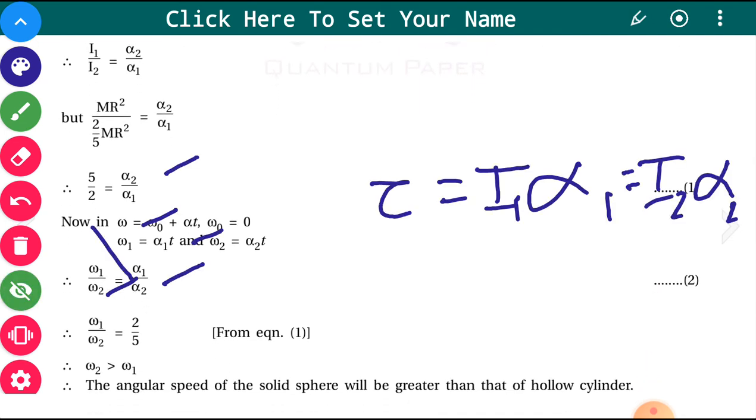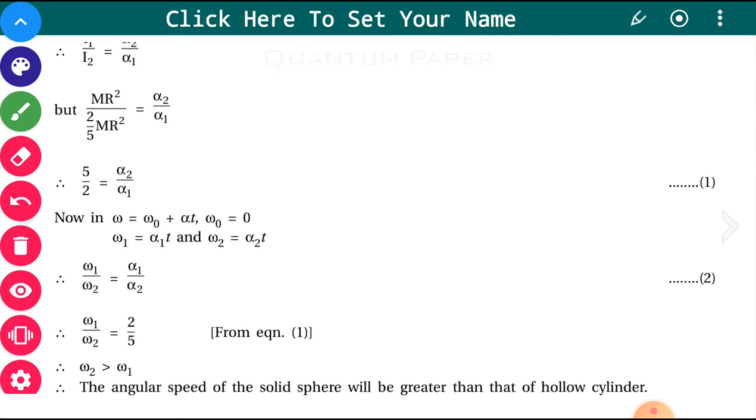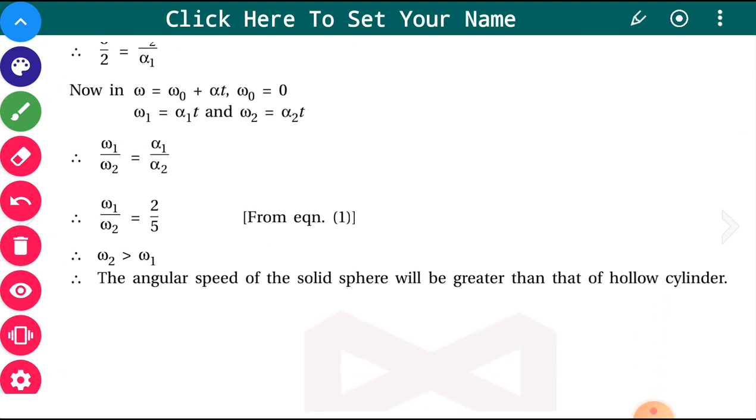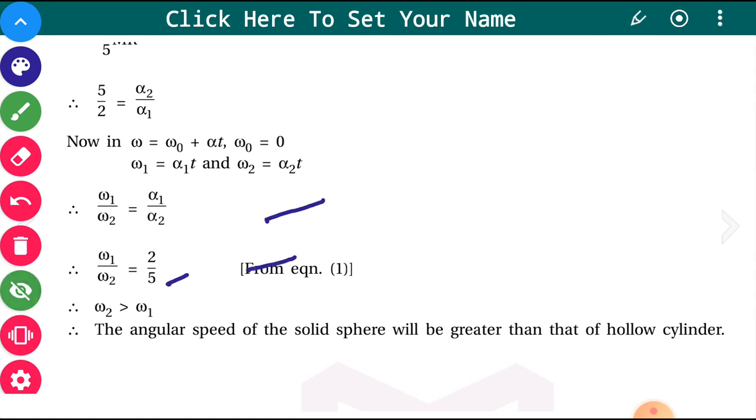Now you can find the omega. Omega is omega 0 plus alpha t, and the initial value omega 0 is 0. So omega 1 is alpha 1 into t, and omega 2 is alpha 2 into t. If you take the ratio of omega 1 to omega 2, this becomes alpha 1 upon alpha 2, and since alpha 2 upon alpha 1 is 5 by 2, alpha 1 upon alpha 2 will be 2 by 5. So we can say that omega 2 is greater than omega 1. The angular speed of the solid sphere will be greater than that of the hollow cylinder.